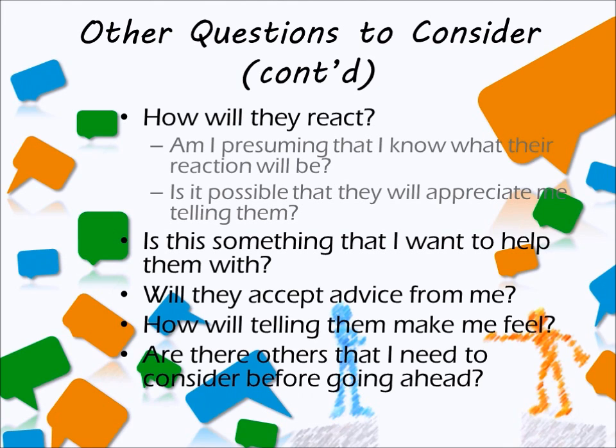And then the last point: are there others I need to consider before going ahead, right? In our previous session, or the very first topic, we talked about what's the collateral damage, for lack of a better word. Are there others who are going to be impacted by this that are not going to be directly involved in the conversation? Do I need to give them a heads up, or do I need to at least consider them when I'm thinking about going ahead?